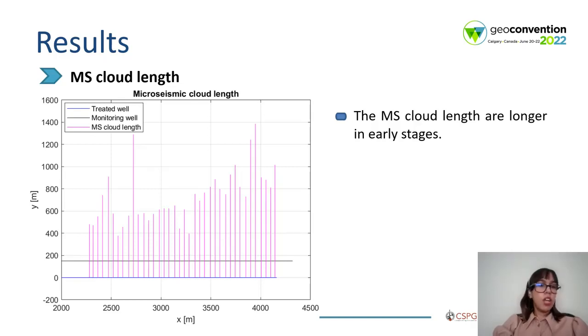This plot shows a schematic of the wells with pink lines that represent the fracture length according to the microseismic cloud. The fractures are placed in the position of the clusters, but don't take into consideration the angle of propagation. The microseismic lengths are longer in the early stages than in the later ones.